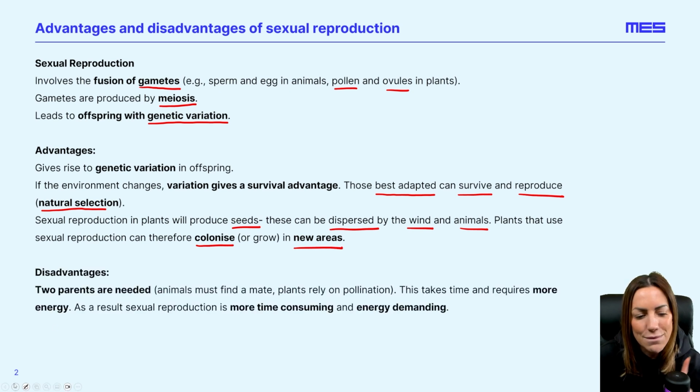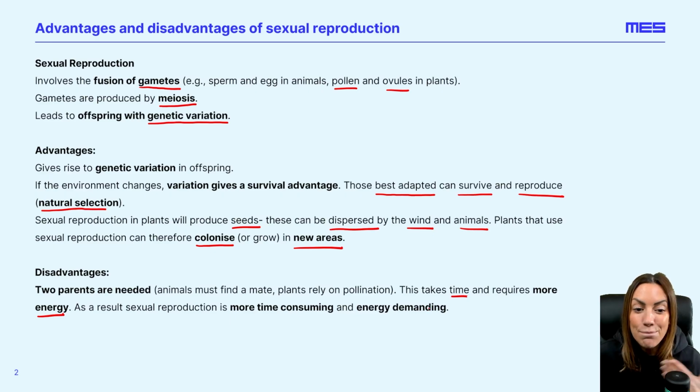Now, let's think about some disadvantages. Obviously, with sexual reproduction, two parents are needed. So, for example, animals must find a mate to reproduce with. Plants rely on pollination from insects or the wind. So this does increase the time that sexual reproduction takes, and it increases the amount of energy required as well. So as a result, sexual reproduction is more time consuming and more energy demanding than asexual reproduction.